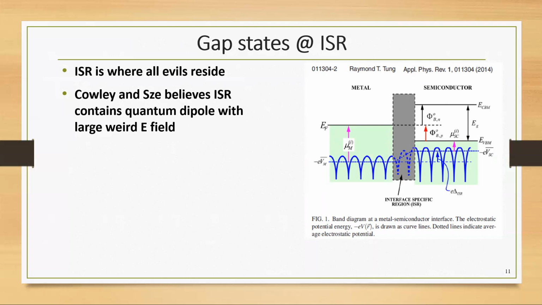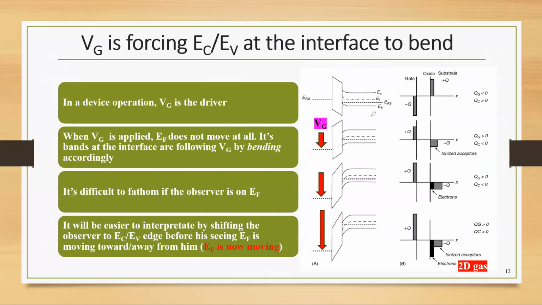Okay, and let's go back to the device. What is the device trying to do? If you look at the device, this is the oxide, the metal oxide semiconductor, right? This is your oxide, this is your metal, and your semiconductor. And when you apply a gate voltage, V gate, you try to control. What are you trying to control?